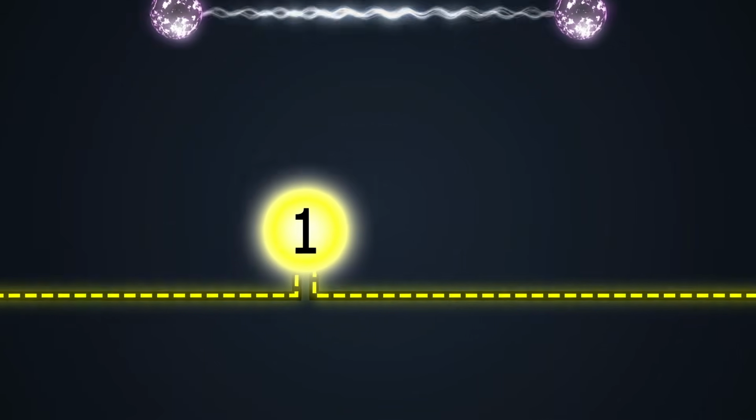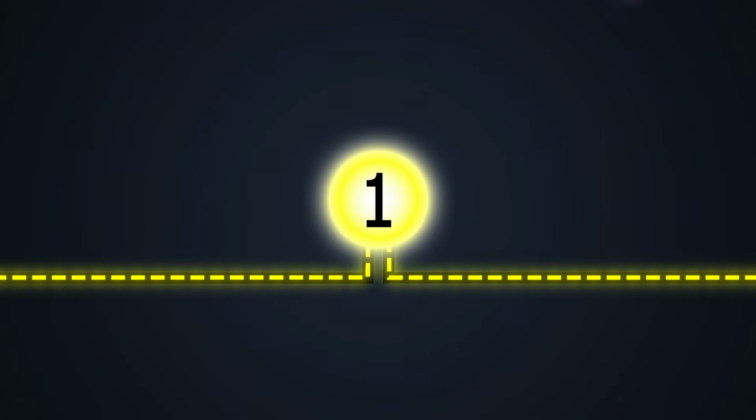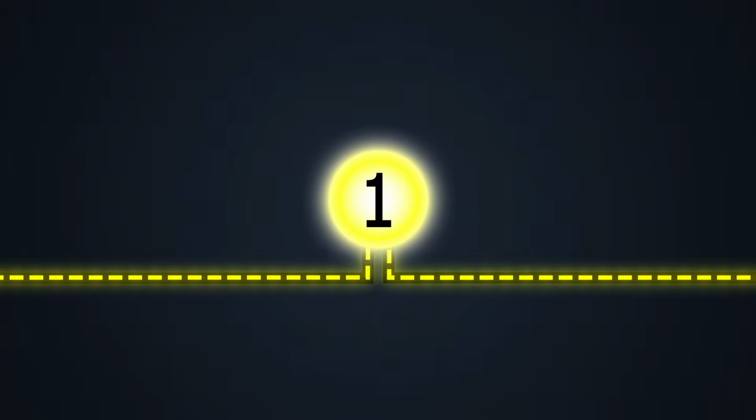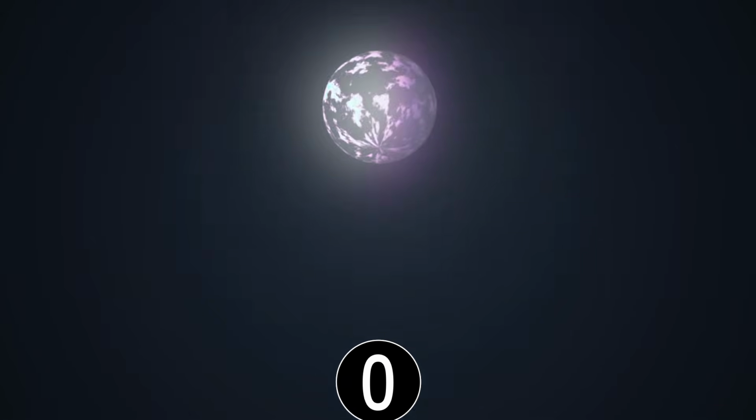Now, in a classical computer, a bit can only be in a state of either 1 or 0. There's either an electrical current or there isn't. While qubits can either be 0, 1, or in a superposition state, meaning it can be both 0 and 1 at the same time. And this is why quantum computing can be so advantageous.